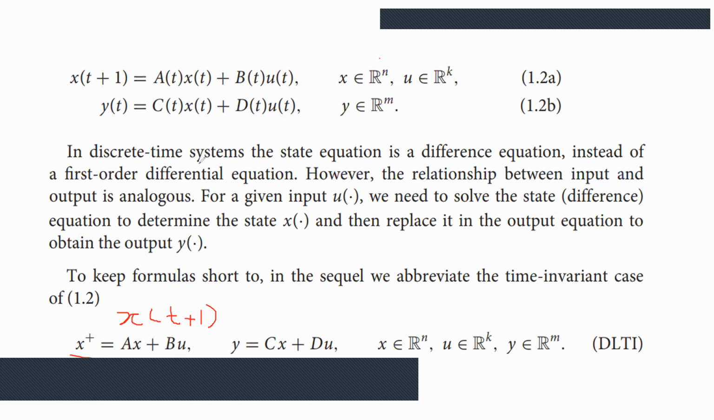ठीक है, इसको थोड़ा सा रीड कर लेते हैं. In discrete time systems the state equation is a difference equation, जबकि इससे पहले जो state equation थी that was a differential equation of order 1, instead of a first order difference equation, as written below. However, the relationship between input and output is almost the same, यानी analogous है. For a given input, we need to solve the state, जो कि अभी difference की सूरत में दी गई है, to determine the state and then replace it in the output equation to find the output. The process is the same for the case of discrete as well.